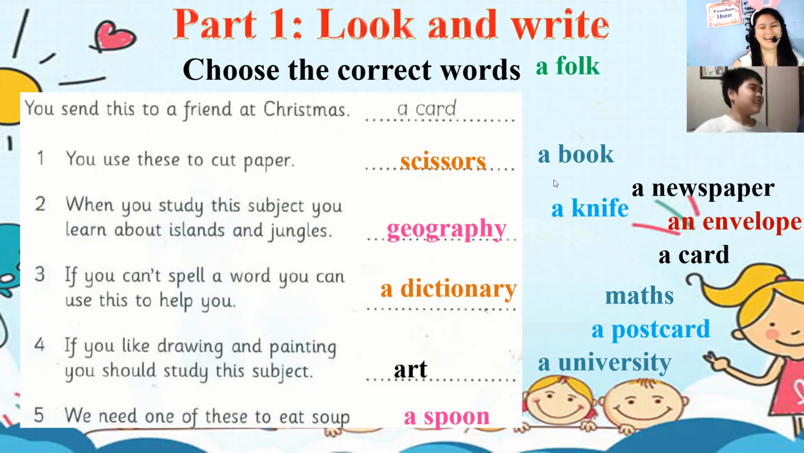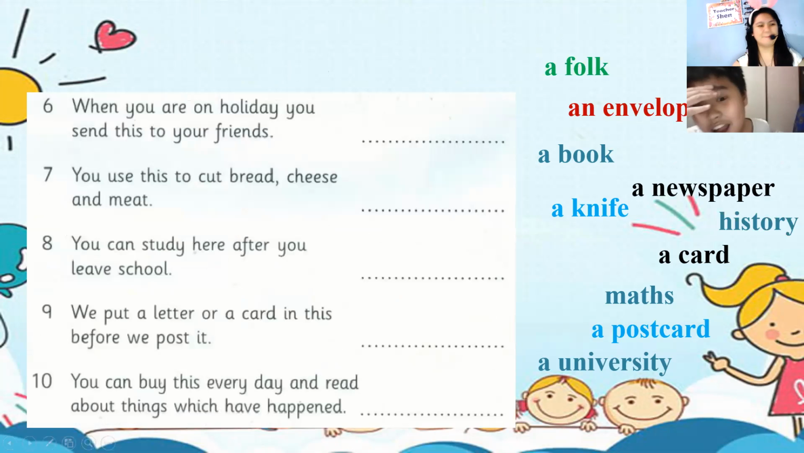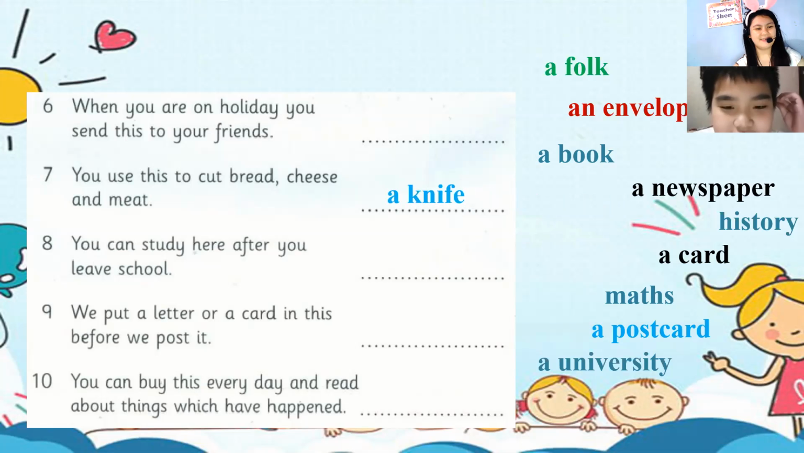Now let's proceed to the next slide. Okay. Number six. When you are on holiday, you send this to your friends. An envelope. That's read as envelope. Okay, what's the answer on number six? Oh, I guess that's the example, right? Okay, for number seven, you use this to cut bread, cheese, and meat. The answer is? A knife. Yeah, that's a knife.